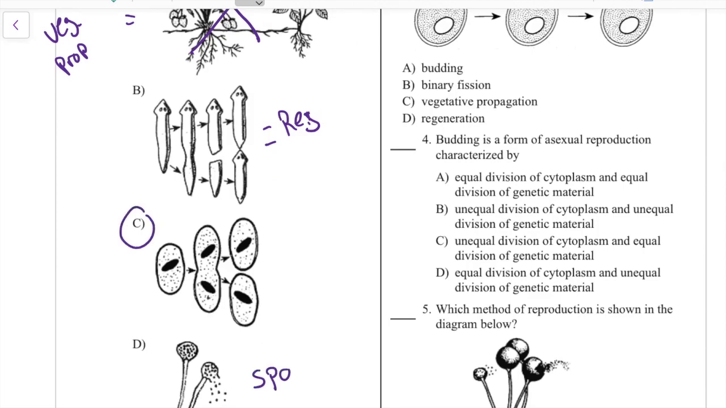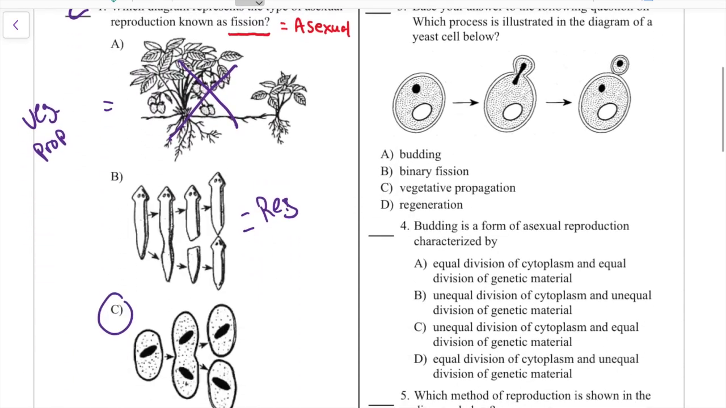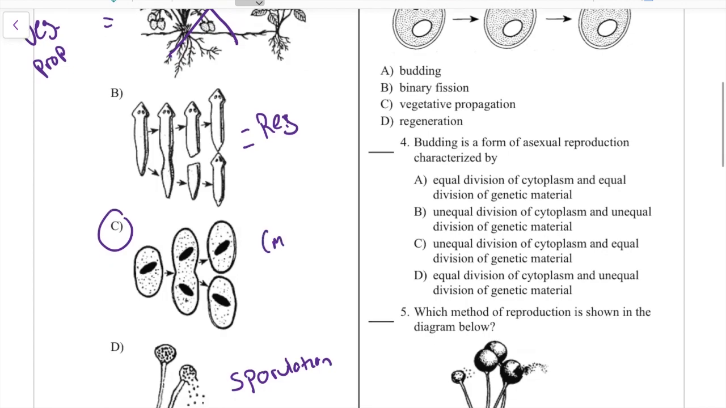And letter D is sporulation, right? So your answer is letter C. That is fission. Another name for this could be mitosis. It all depends on the organism that's doing it.